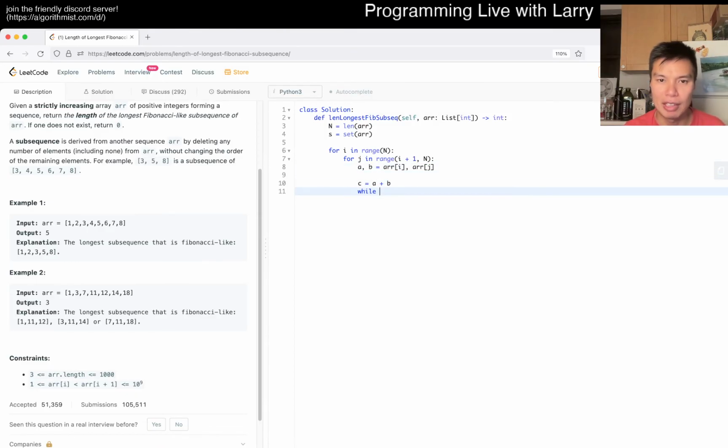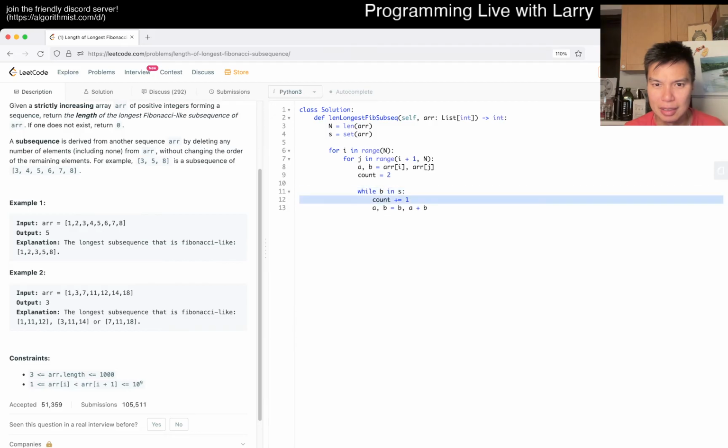to a plus b, and then while c is in the set, we have count equal to 2, and while c is there, we increment by 1, and then we have a, b equal to b, a plus b. Maybe I could just do while b is in s. Yeah, maybe something like that. Maybe while b is in s, and then we do this, right?